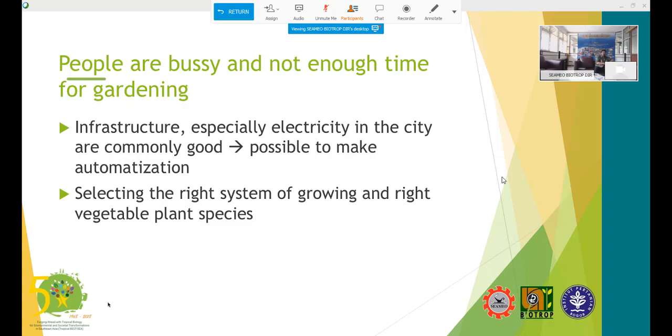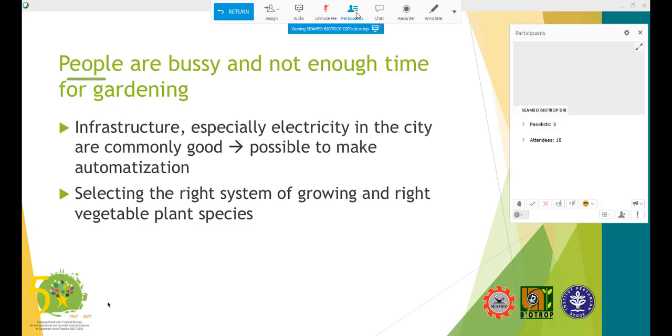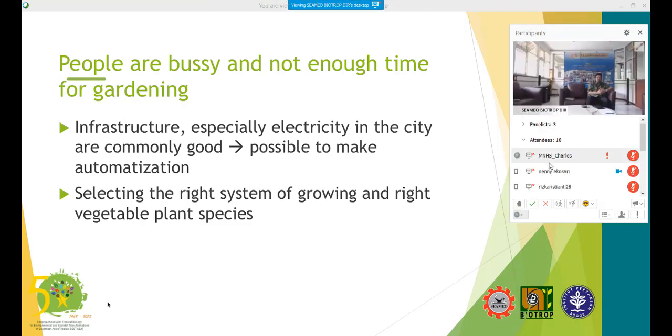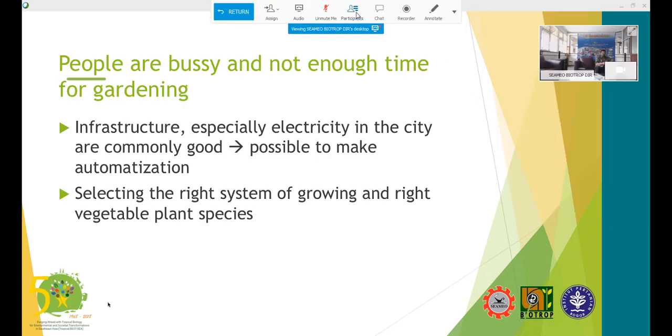People are busy and do not have enough time for gardening in the city. However, infrastructure, especially electricity in the city, is commonly good. So it is possible to make gardening using automation. For example, when we do hydroponics, we can set up and control equipment to water or to add nutrients using our mobile phone.